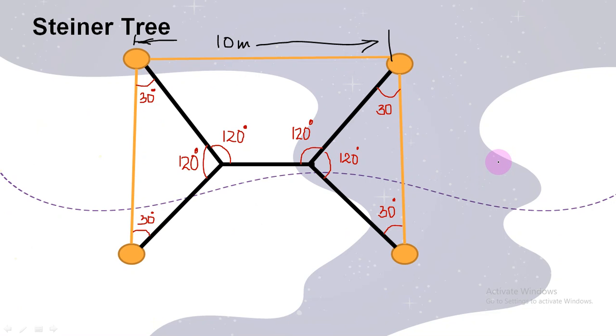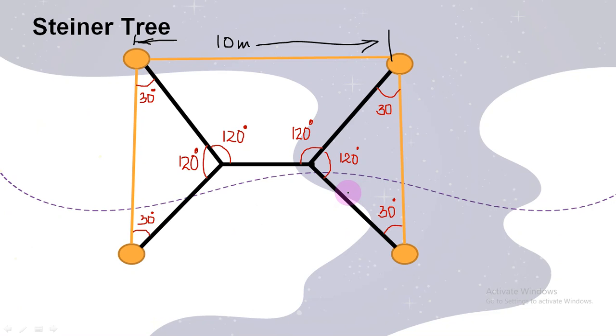That is the weight. But we can draw a spanning tree, a classical one, which is much less than this 30 units of measurement. So this is the Steiner tree. The angles here are 120 degrees, and here this is 30 degrees. Anyway, this is 120, and this is an isosceles triangle. Therefore this will become 30, and this will become 30.